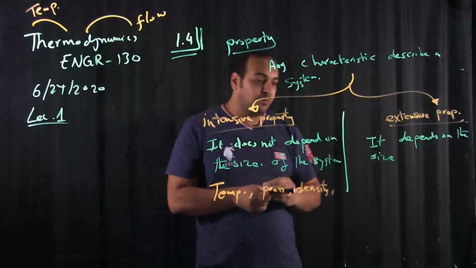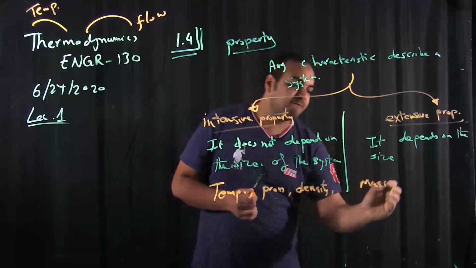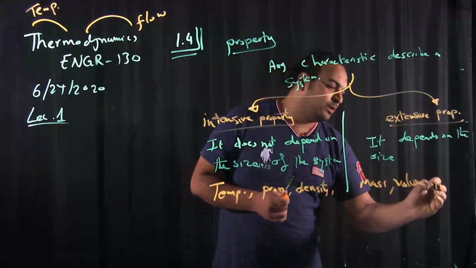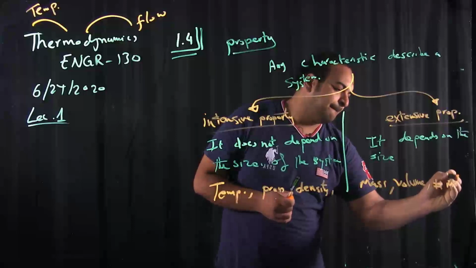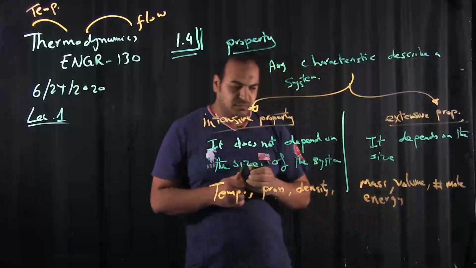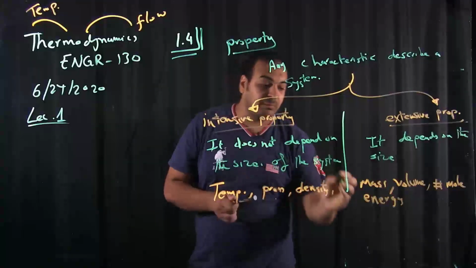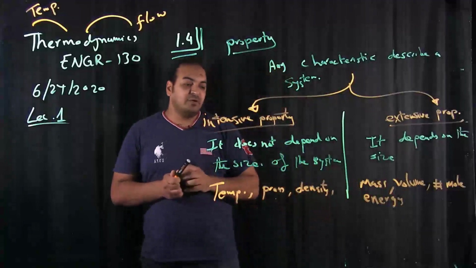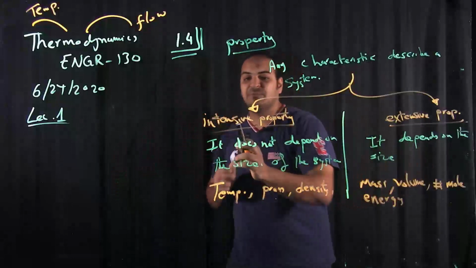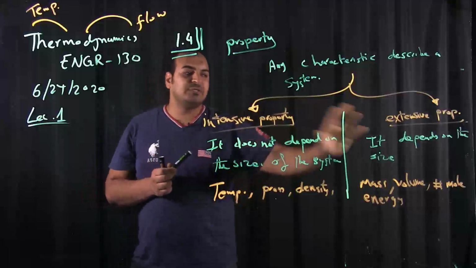While here, we have mass, how big your system is, how small, volume, number of mole, energy. There are many things here we can talk about, and we're going to talk about them a lot. There is a very good trick to convert an extensive property to an intensive property. Before we do that, let's see how we can distinguish these two.